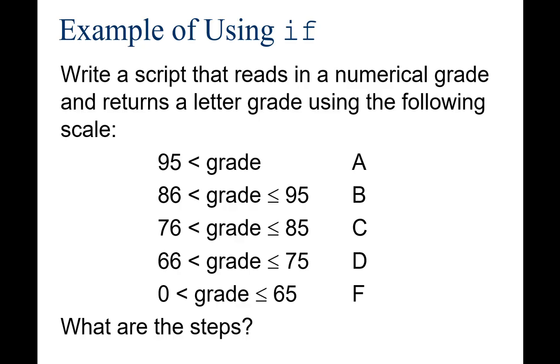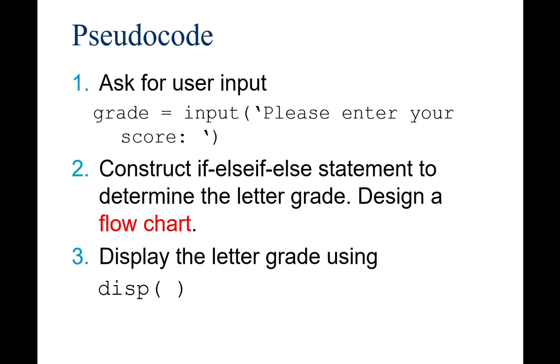We'll say that greater than a 95 is an A, an 86 to a 95 is a B, and so on all the way to a 0 to a 65 being an F. And what do those steps look like? We can create one of our pseudocodes. So we'll say step 1, we're going to ask the user, using our input function, to enter a score. This will be a numerical value between 0 and 100. And then we're going to construct an if-else-if-else statement to determine the letter grade. And then we'll display the letter grade using the display function.